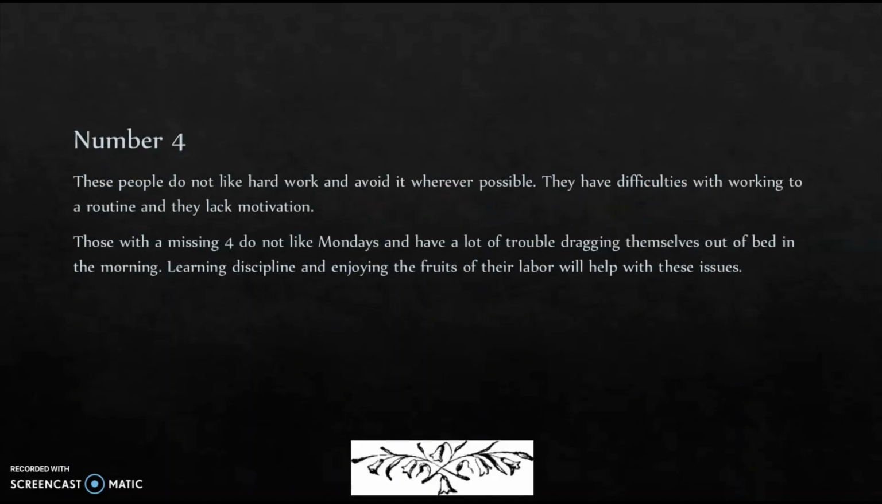Number 4. These people do not like hard work and avoid it wherever possible. They have difficulties with working to a routine and they lack motivation. Those with a missing 4 do not like Mondays and have a lot of trouble dragging themselves out of bed in the morning. Learning discipline and enjoying the fruits of their labour will help with these issues.